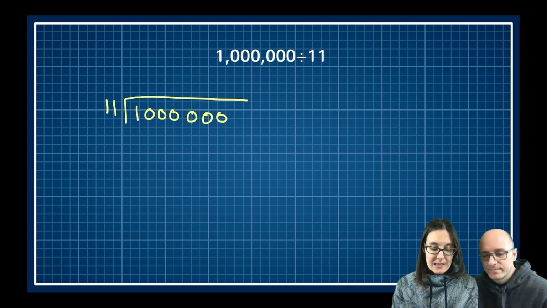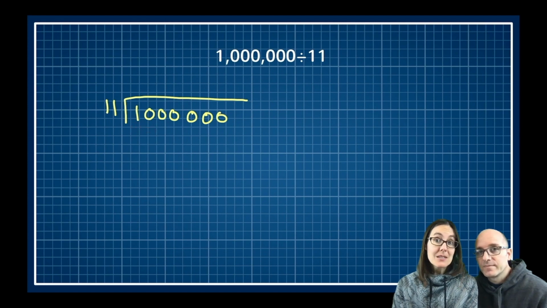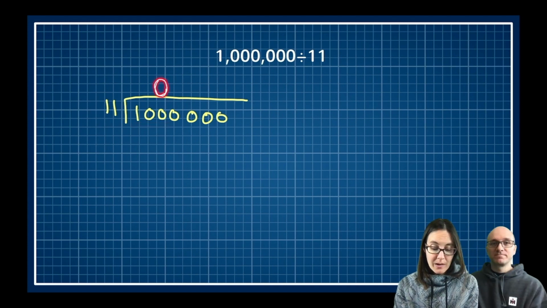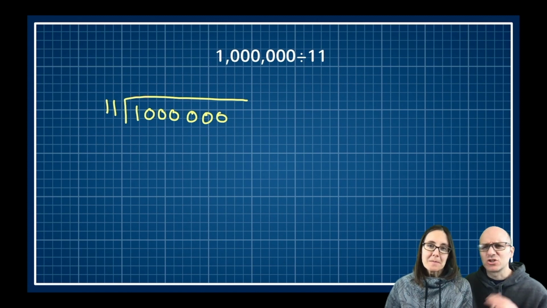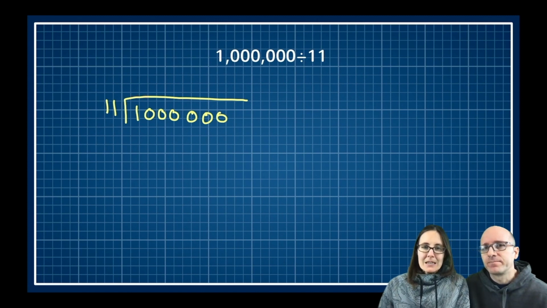Well, the first thing I see is that 11 does not go into 1. 11 does not go into 10. So I need to do, how many times does 11 go into 100? Which means I'm going to put my number right up here in that spot, not here or here. And it does make sense to line them up like that. It's just good accounting.